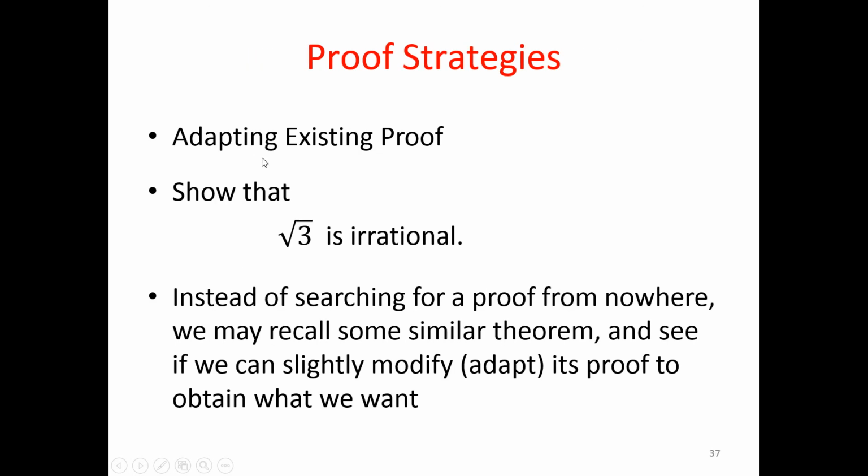Proof strategies. Whenever we have a statement in front of us which we need to prove, we recall the methods and theorems we have already done, so that we can have some guidance from already proven results. The first strategy is adapting existing proofs. An example: show that square root of 3 is irrational. We have just proved that square root of 2 is irrational. The strategy used in that proof can be adapted in this proof as well. Instead of searching for a proof from nowhere, we may recall some similar theorem and see if we can slightly modify its proof to obtain what we want.